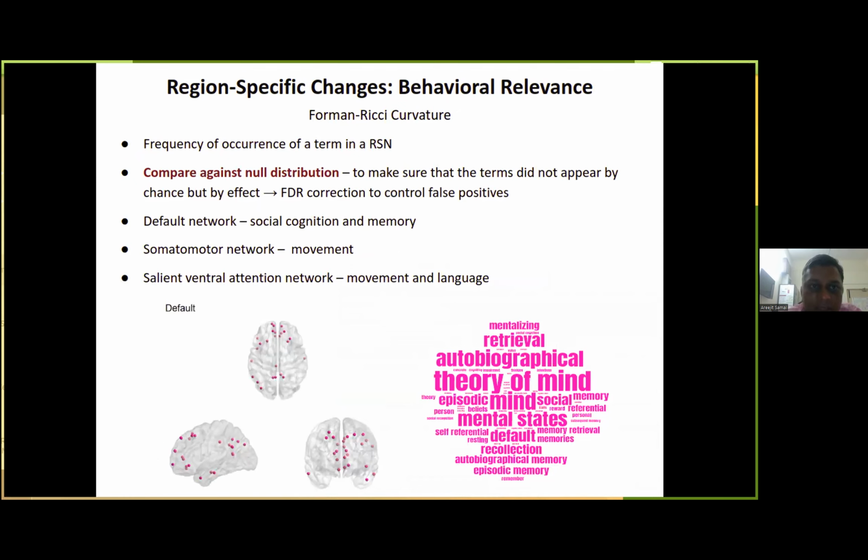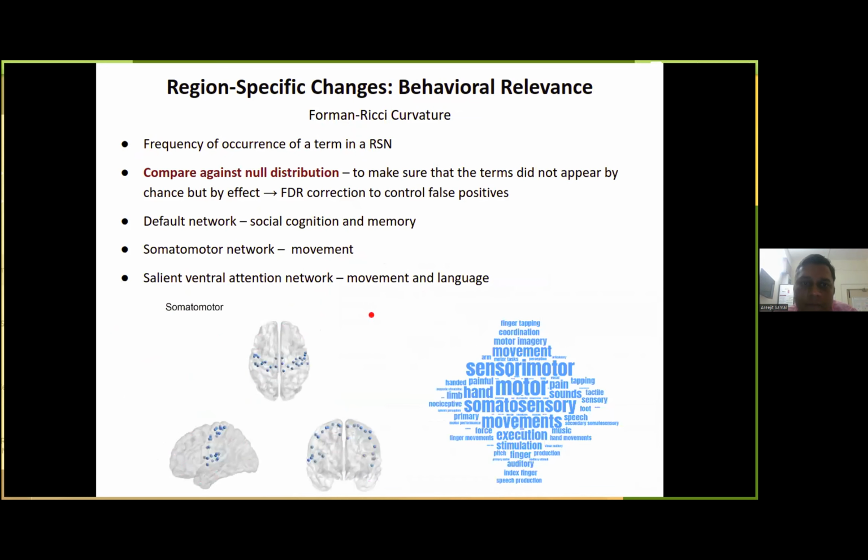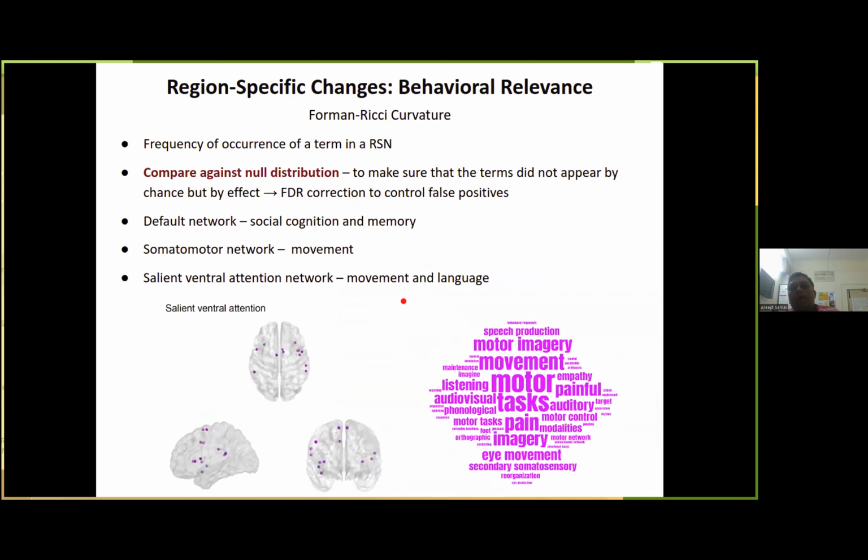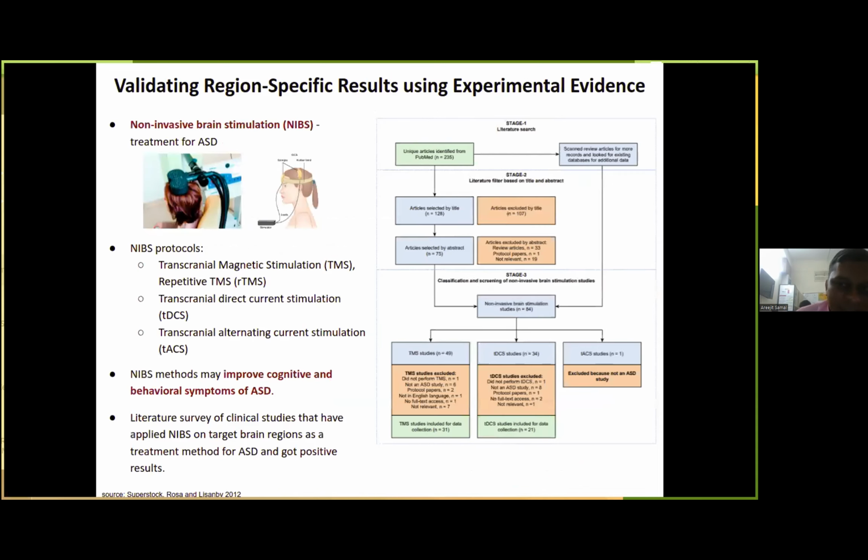So what we found is that in the default network, with respect to the Forman-Ricci curvature, you actually see terminologies associated with social cognition, and some associated with movement. And in terms of the salient ventral attention network, you find it associated with movement and language. So that makes sense, because these are certain impairments which you associate with autism. But how do we know that this really makes sense?